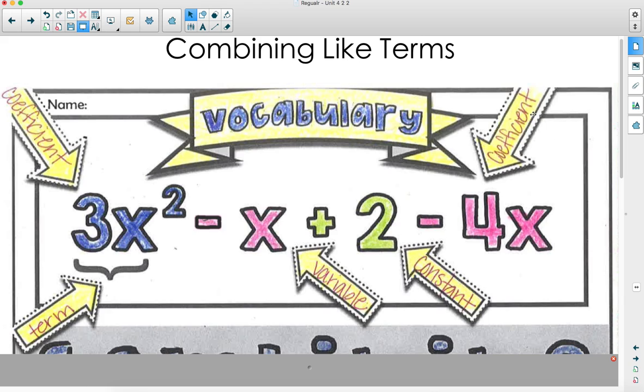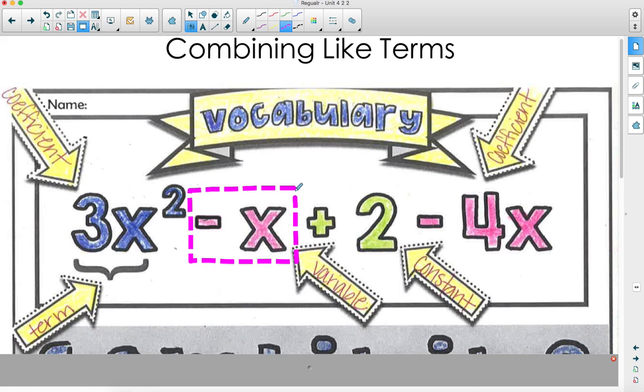Then I colored those all yellow just so they would stand out. However, inside here, your letters and numbers are blank, and you can see I colored mine. I got the 3x squared in blue, the minus x, so I kept the operation with the term. For this one, I have that minus x. The minus sign, the subtraction sign, and that x go together. So that's why I colored both of them in that pinkish color.